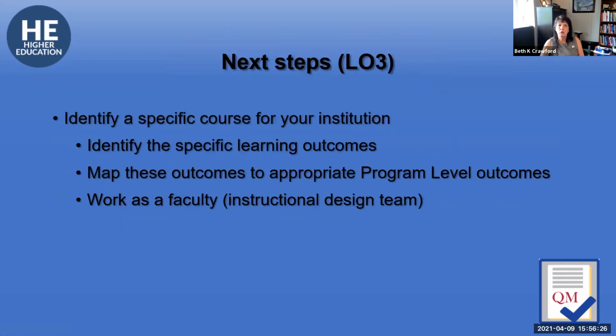What I want to do is give you a little bit of homework, because if I don't, we haven't actually met learning outcome 3. To make sure our course aligns and all of our outcomes are met, for homework, if this is something you're interested in, identify a specific course that you're involved with as an instructional designer or faculty member at your institution. Identify the specific learning outcomes, and working along with your faculty, map these outcomes to the appropriate program level outcomes for your program. Work as a team, find ways to work together and figure out how to do that. This is the homework to get you started moving forward.